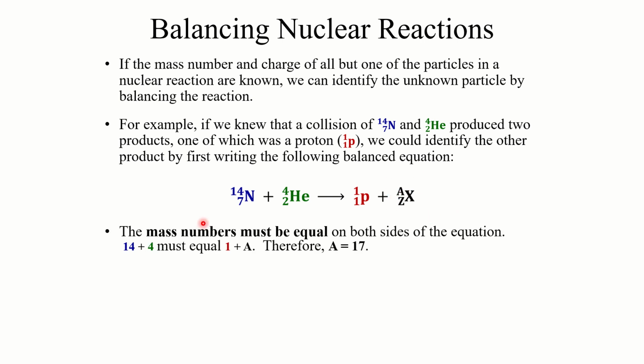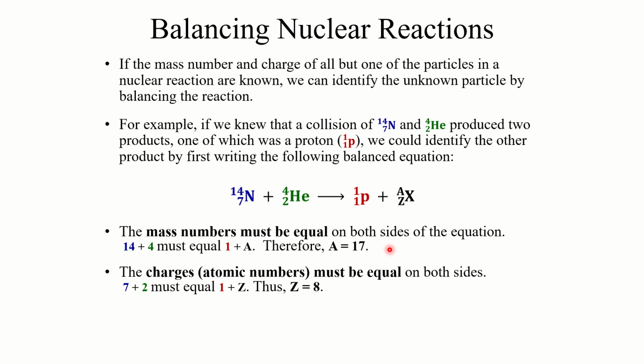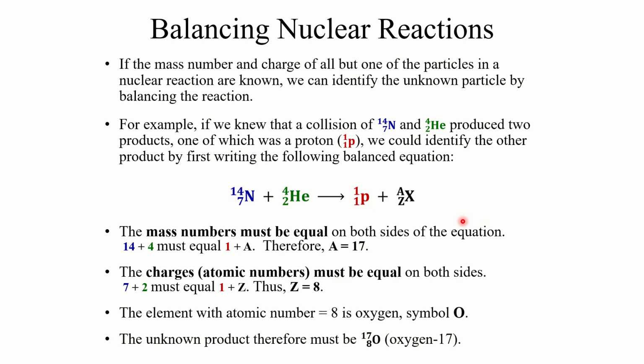Now we know that the mass numbers must be equal on both sides. So on the left side, we have a total mass of 18, and on the right side, we have a mass of 1 plus A. Therefore, A must be equal to 17. The charges, or the atomic numbers, must be equal. We've got 7 plus 2 on the left side. This must be equal to 1 plus Z on the right side. So if we've got 9 on the left, and right now just 1 on the right, Z must be equal to 8. The element with the atomic number 8 is oxygen, symbol O. So the unknown product, therefore, must be 17,8O, or oxygen-17. So this is how we can balance nuclear reactions and predict the products that form.